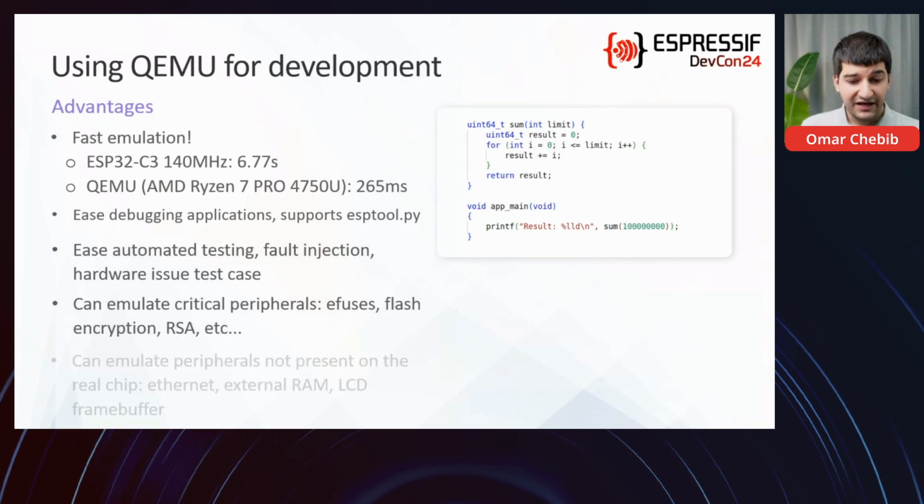And finally, we can emulate some peripherals that are not present or do not exist on the real chip. For example, for the ESP32C3, we added an LCD frame buffer, which can show a GUI, which is harder to do on a real chip.